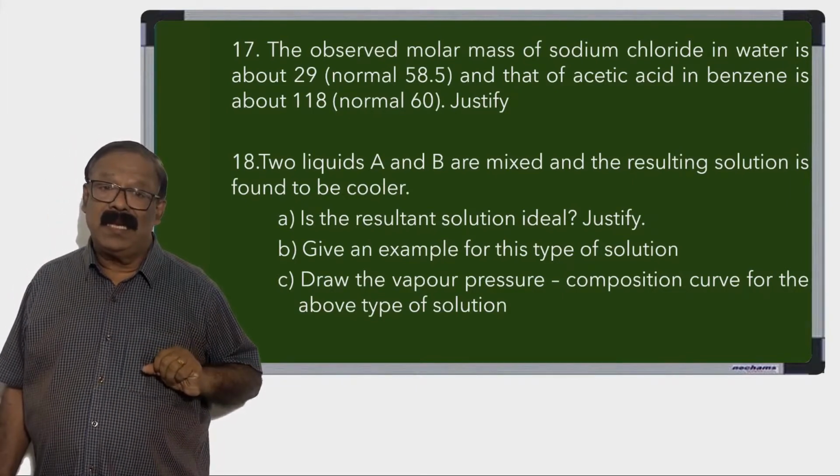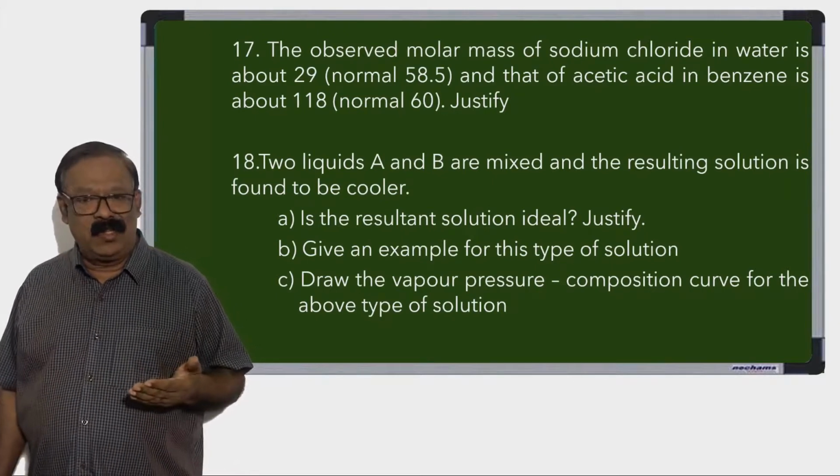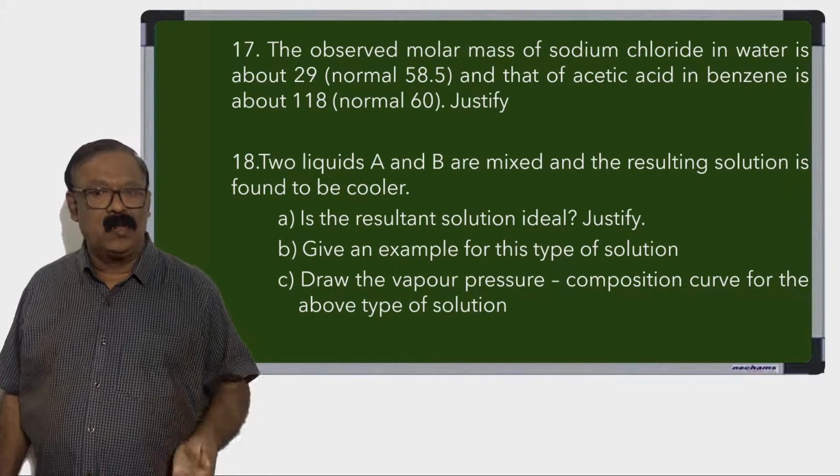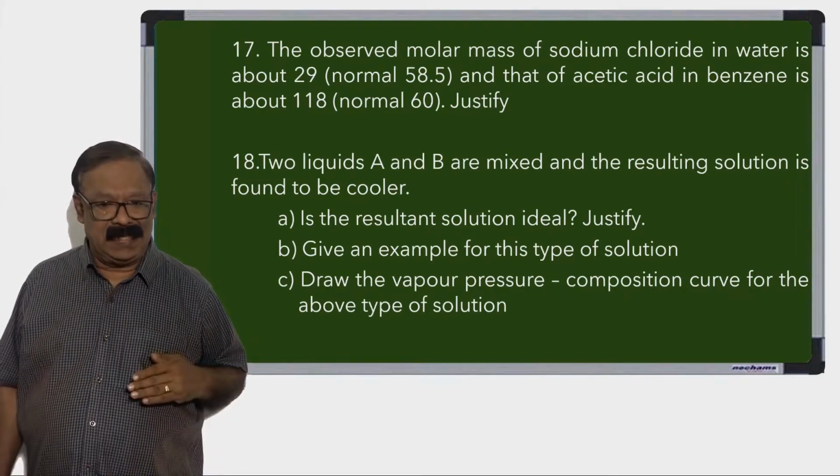So molar mass decreases, because they are inversely proportional. Acetic acid in benzene dimerizes, so the number of molecules decreases. Colligative property decreases, so molar mass increases.